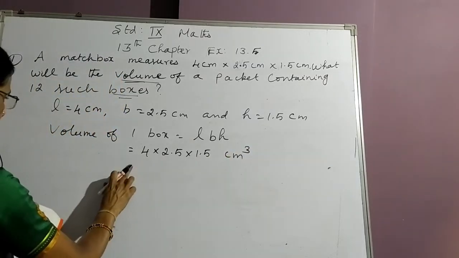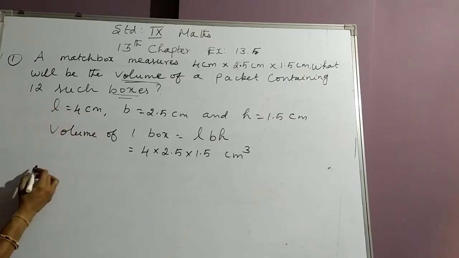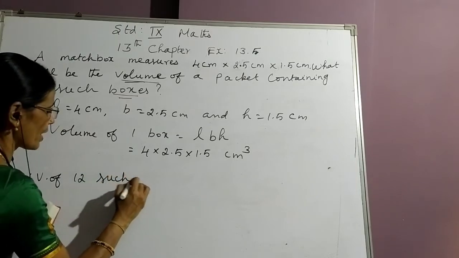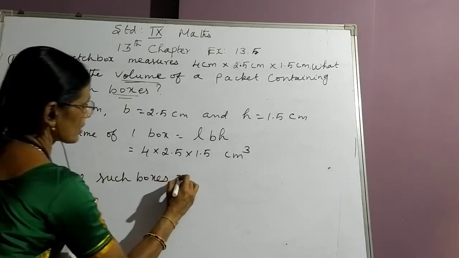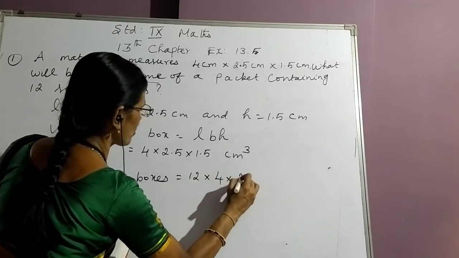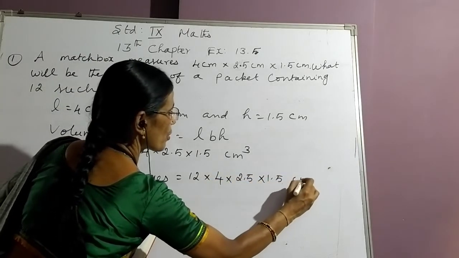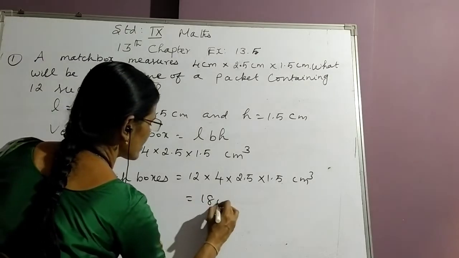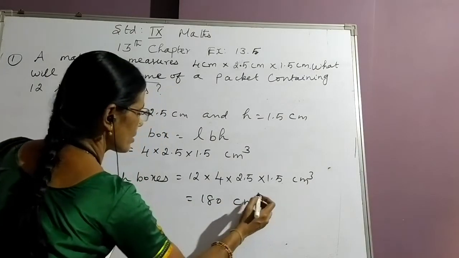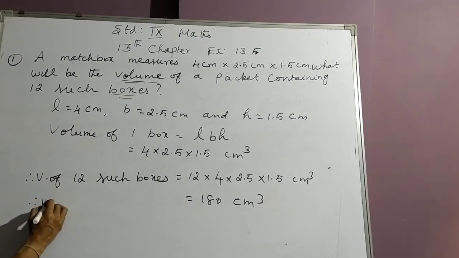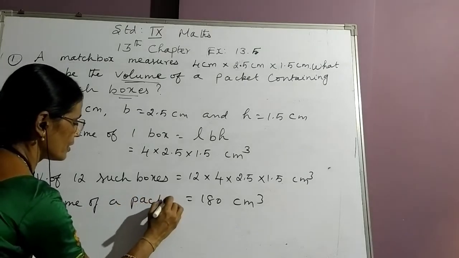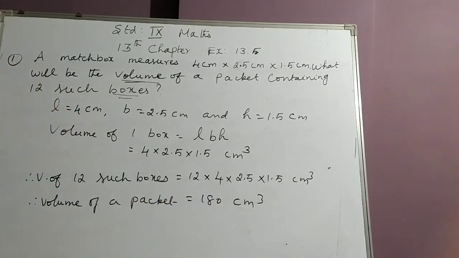We have to find out volume of how many such boxes? 12 such boxes. Therefore, volume of 12 such boxes is equal to 12 multiplied by 4 into 2.5 into 1.5 centimeter cube. This 12 boxes is nothing but one packet. So multiplying all these numbers we will get 180 centimeter cube. Therefore, volume of a packet is equal to 180 centimeter cube.